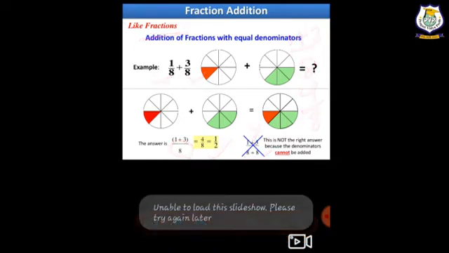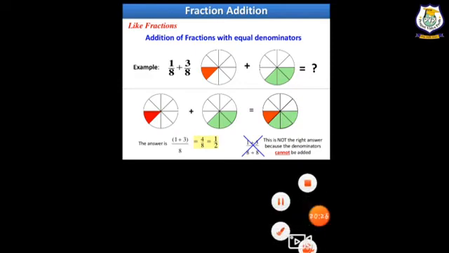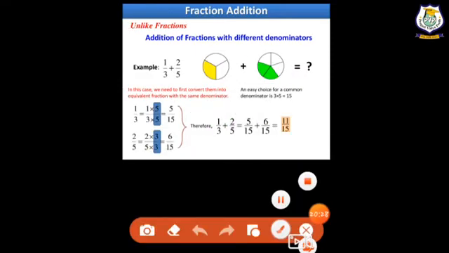Now addition of fractions with unlike fractions, that is, addition of fractions with different denominators. Unlike fractions, you all understand, have different denominators. Now 1 by 3 is given and 2 by 5 is given. How will we solve it? 1 by 3 and 2 by 5 are given. So here are two methods to solve this.